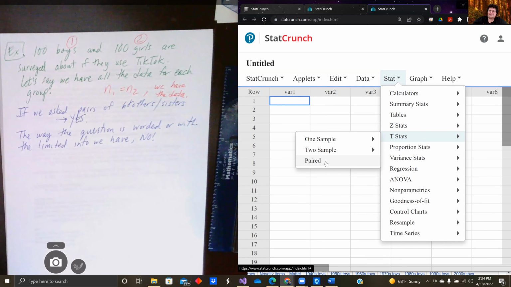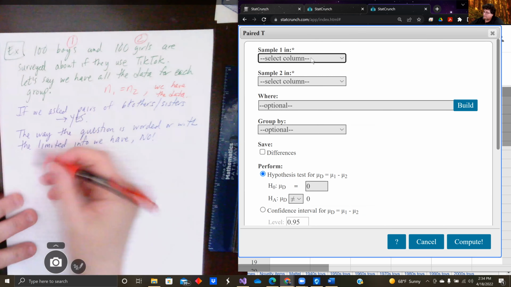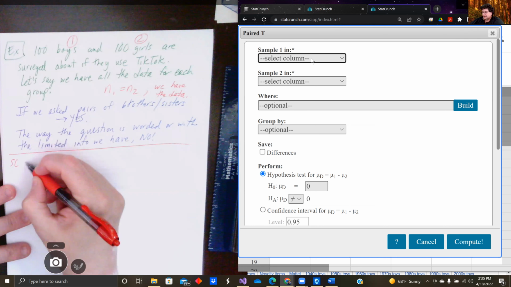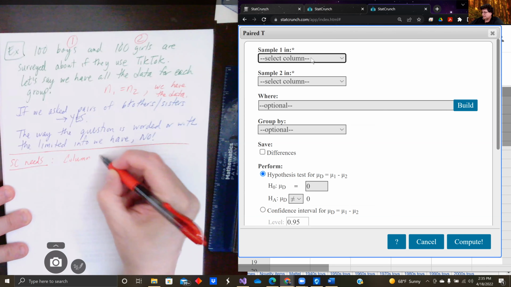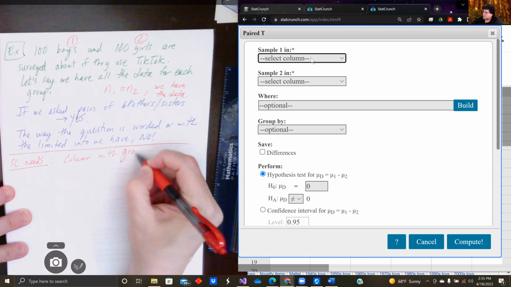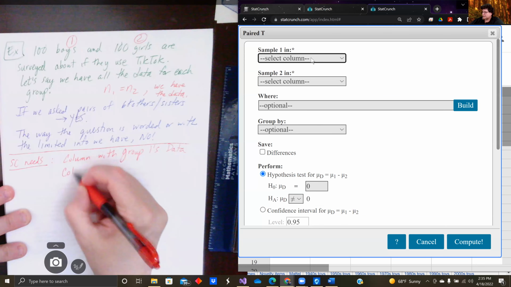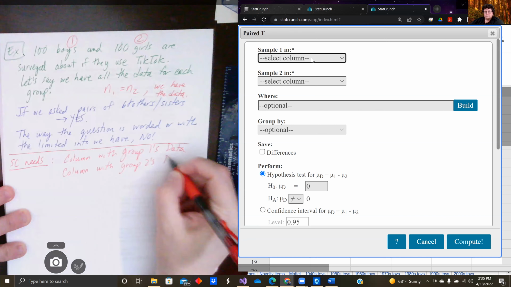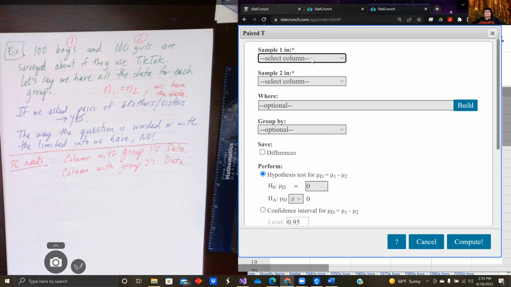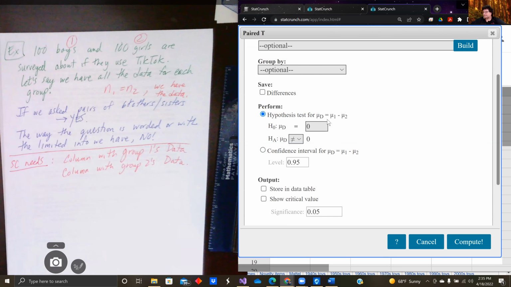So I'll just bring up the pair. I don't have any data in there, so I can't do anything with it yet. But I'll just show you what it's looking for. Okay. What does StatCrunch want? StatCrunch needs a column with group 1's data, a column with group 2's data, and that's it. Notice the setup.